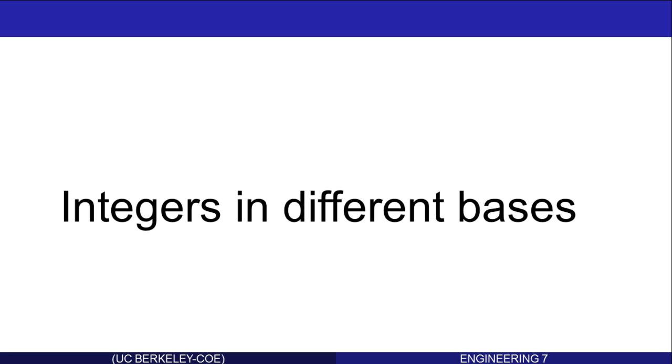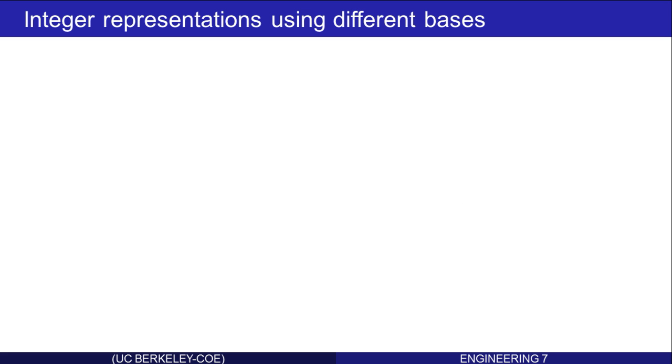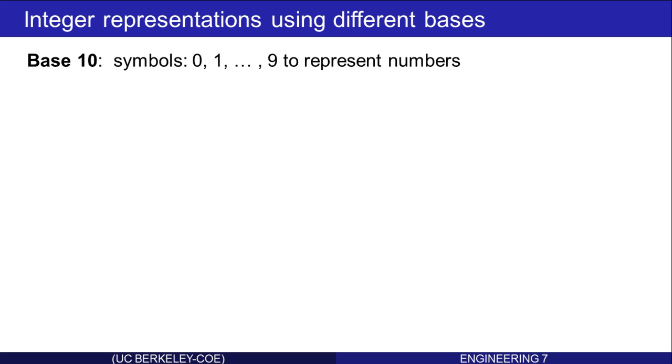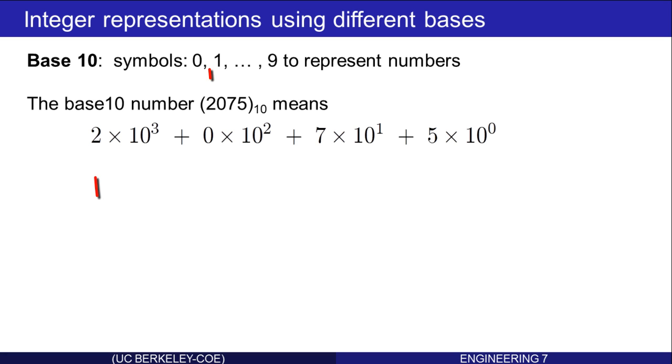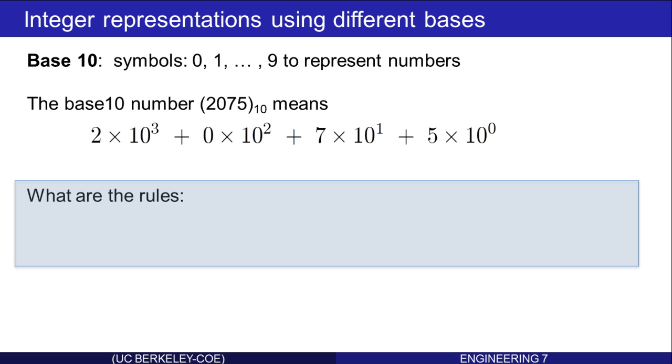Let's remind ourselves how different base representations work for integers. It's likely that base 10 is most familiar to you, using symbols 0 through 9 to represent the numbers 0 through 9. A number in base 10 notation means, for example, 2 times 10 raised to the third power, plus 0 times 10 raised to the second, plus 7 times 10 raised to the first, plus 5 times 10 raised to the 0. What are the rules?